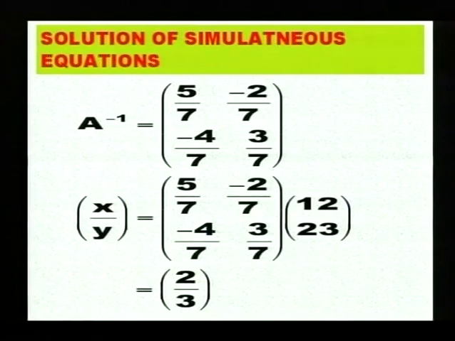All right, the next line, A to the power of -1. Now, how did I get 5 on 7, minus 2 on 7, minus 5, 4 on 7, 3 on 7? Multiplied what?